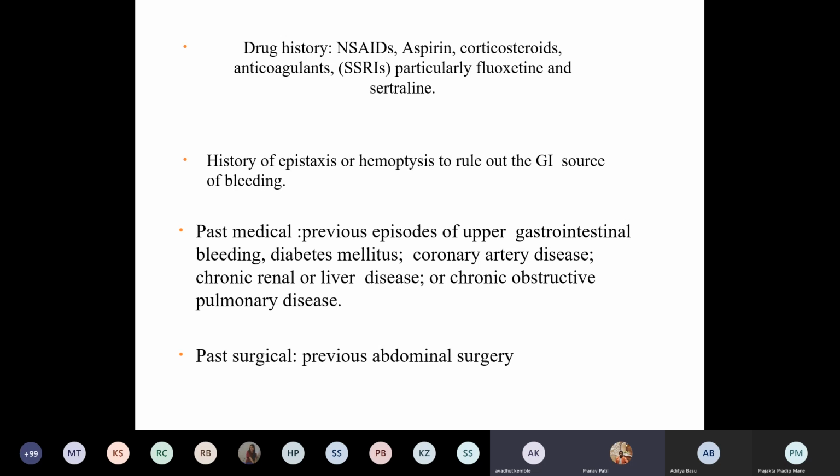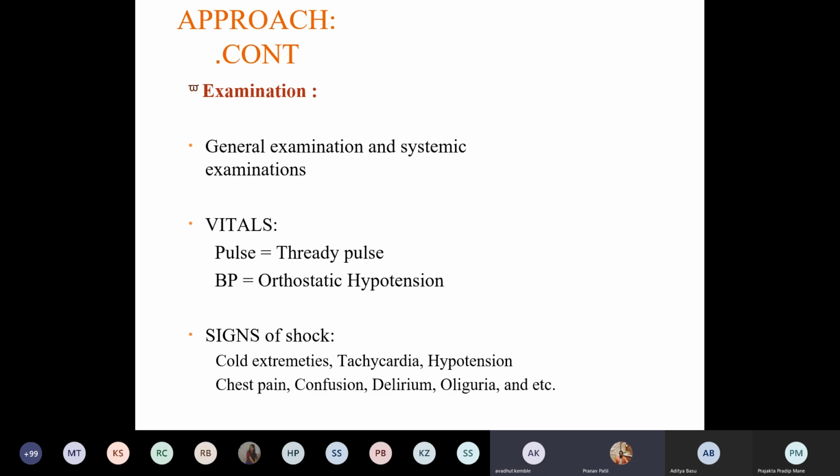Past medical history plays a major role, wherein previous episodes of upper gastrointestinal bleeding, diabetes mellitus, coronary artery disease, chronic liver or renal failure, or chronic obstructive pulmonary disease are known to be there. Now, what are the examinations you would like to do?